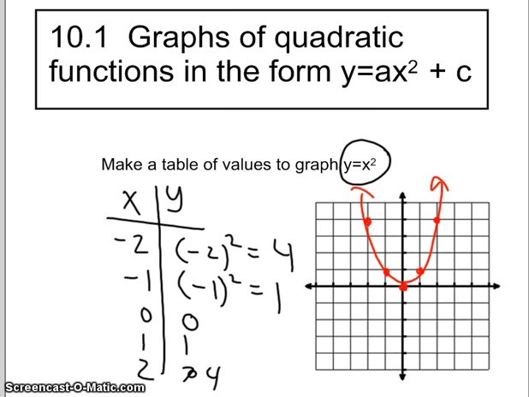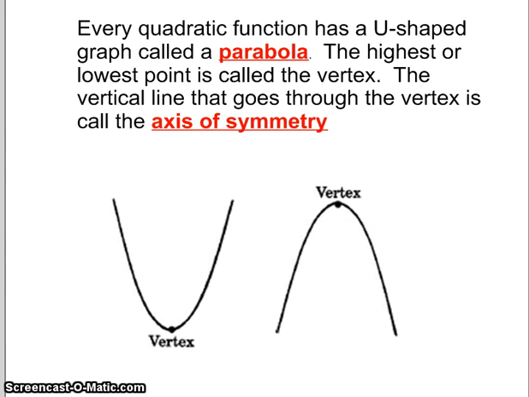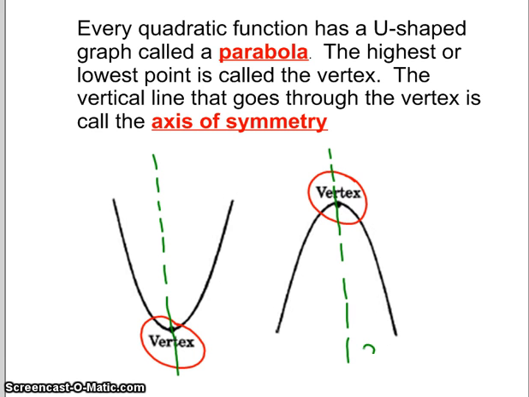And there are some key terms you're going to have to know. Every quadratic function has a U-shaped graph called a parabola. The highest or lowest point is called the vertex. The vertical line that goes through the vertex is called the axis of symmetry. As you can see on the diagram, you can either have a vertex at the highest point, or you can have a vertex at the lowest point. The axis of symmetry is the vertical line that goes through the vertex that cuts the graph in half. So this is the axis of symmetry.